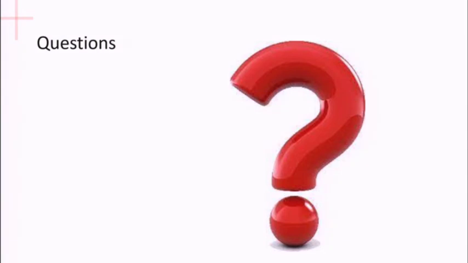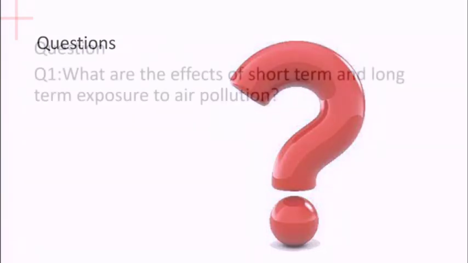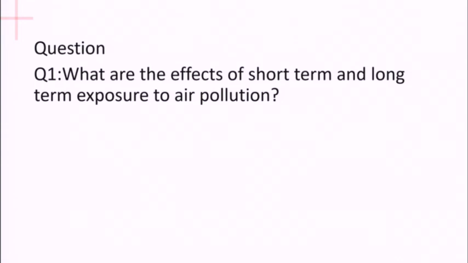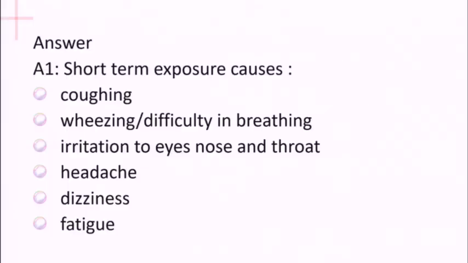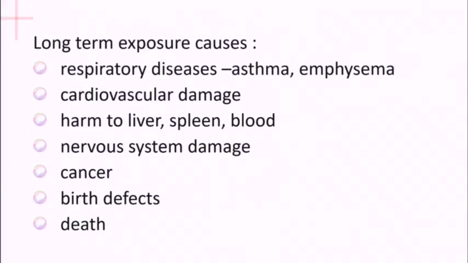Now, let us see a few questions and answers on this topic. What are the effects of short term and long term exposure to air pollution? The short term exposure causes are coughing, wheezing, difficulty in breathing, irritation to eyes, nose and throat, headache, dizziness, fatigue. The long term exposure causes respiratory diseases, asthma, emphysema, cardiovascular damage, harm to liver, spleen and blood, nervous system damage, cancer, birth defects, also death.